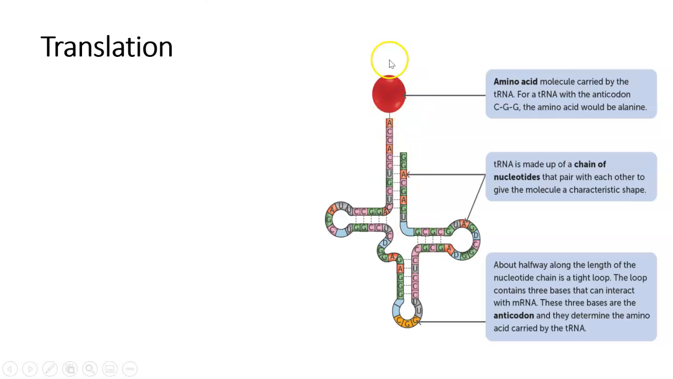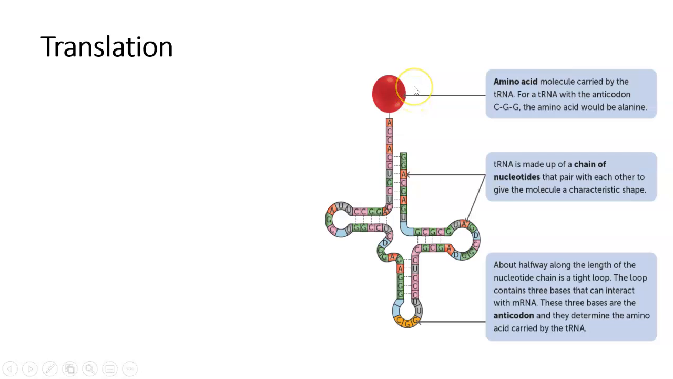Now, at the top, this is a really important part, apart from the anticodon sequence at the bottom. What we have here is an amino acid that is being carried by this specific tRNA molecule. So because it has the code CGG, it only carries the amino acid alanine. They will not carry any others.